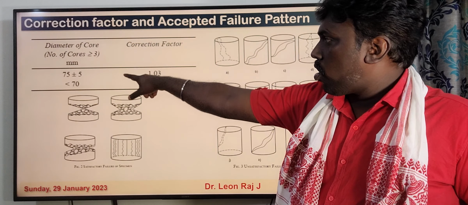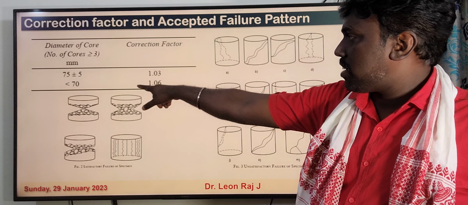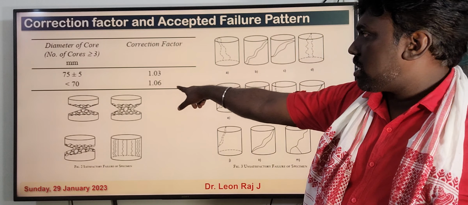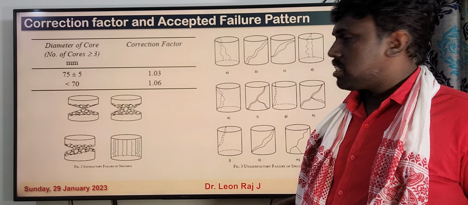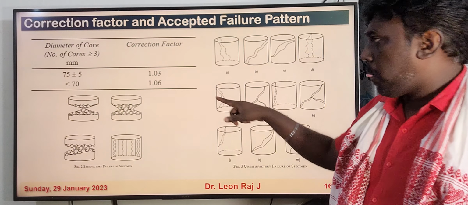For a concrete core of diameter less than 70 mm, the correction factor shall be 1.06. For a core diameter of 75 plus or minus 5 mm, the correction factor is 1.03.